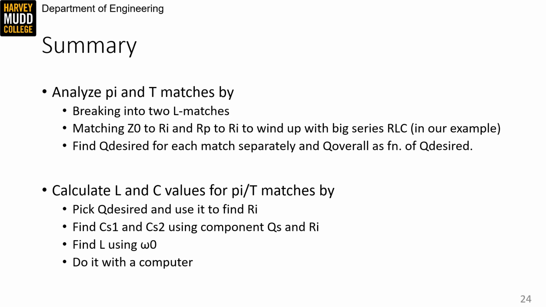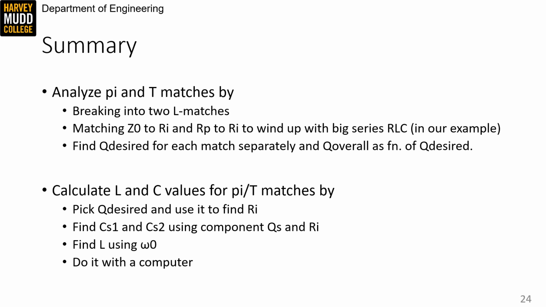So in summary, we analyze pi and T matches by breaking them into two L matches, by matching Z0 to Ri and Rp to Ri to wind up with a big series RLC. In our example, you might wind up with a big parallel RLC in yours, or in some other network. And then you find Q desired for each match separately, and Q overall as a function of the two values of Q desired.